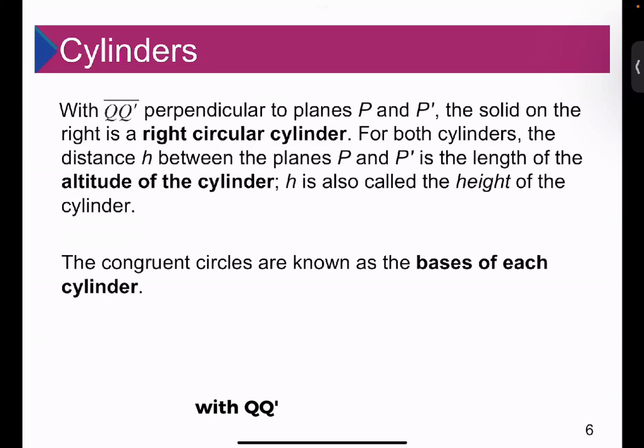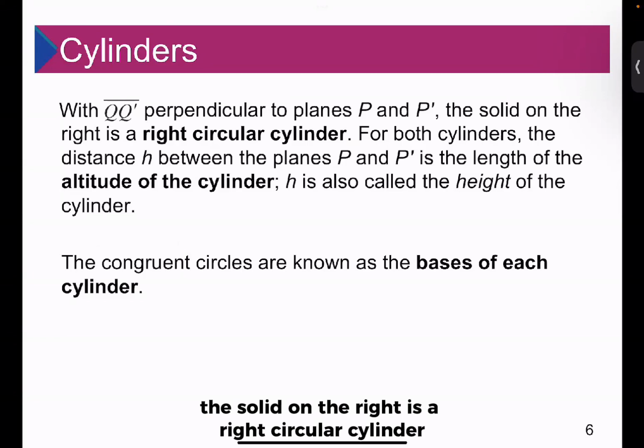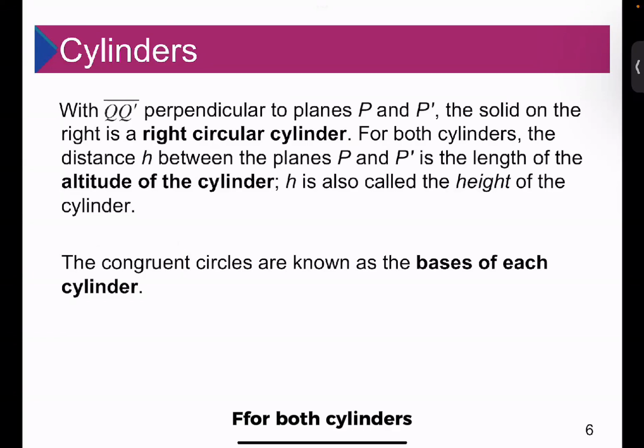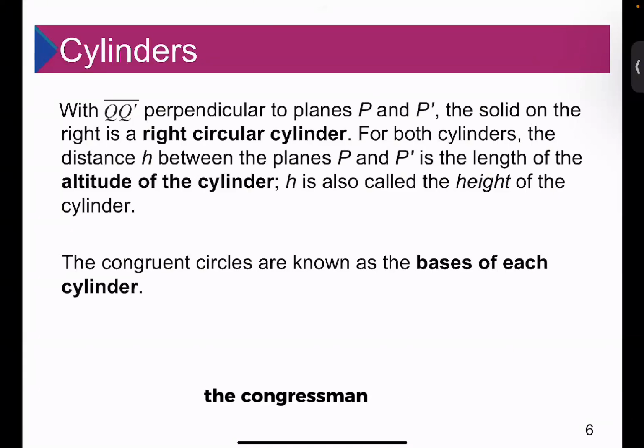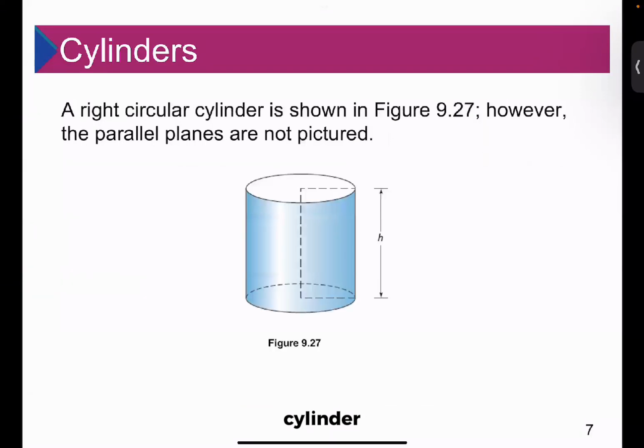With QQ prime perpendicular to the planes P and P prime, the solid on the right is a right circular cylinder. For both cylinders, the distance h between the planes P and P prime is the length of the altitude of the cylinder. H is also called the height of the cylinder. The congruent circles are known as the bases of each cylinder.